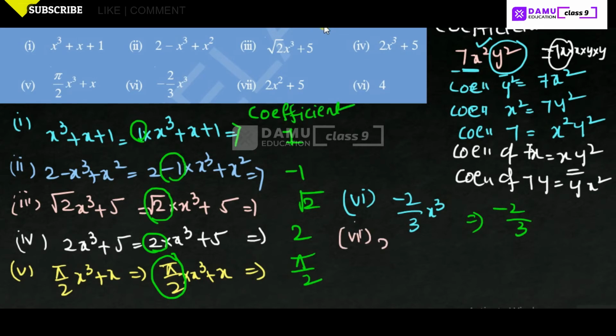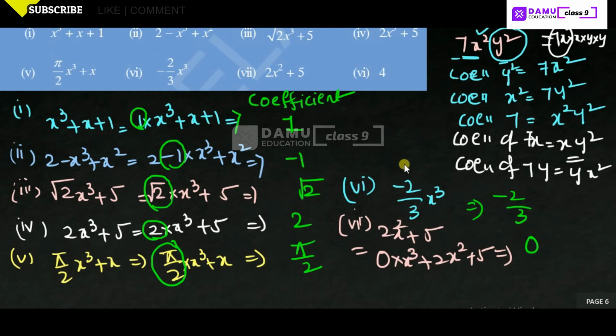Seventh one is 2x square plus 5. You can write it in the format of 0 into x cube plus 2x square plus 5, because there is no x cube term here. But we should write x cube into 0, then it becomes 0. So the coefficient for this expression is 0. If nothing is there, then we have to write 0.